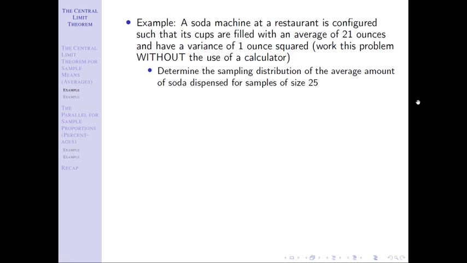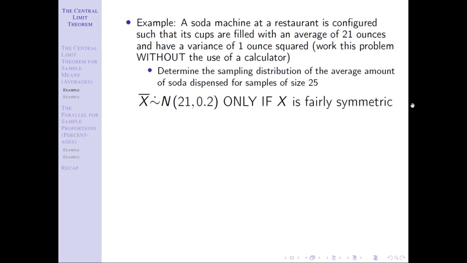And the last part is the spread. The variance was 1 ounce squared. Of course, that means if I want the standard deviation, I have to take the square root of that. Luckily for us, the square root of 1 is 1. But that's the standard deviation of the x's, of the individual cups. I want the standard deviation of the x bars, so I have to take that standard deviation of 1 and divide it by the square root of n, which is the square root of 25. 1 divided by 5 is 0.2. So I would say that x bar follows an approximate normal distribution with those parameters if x has some symmetry.